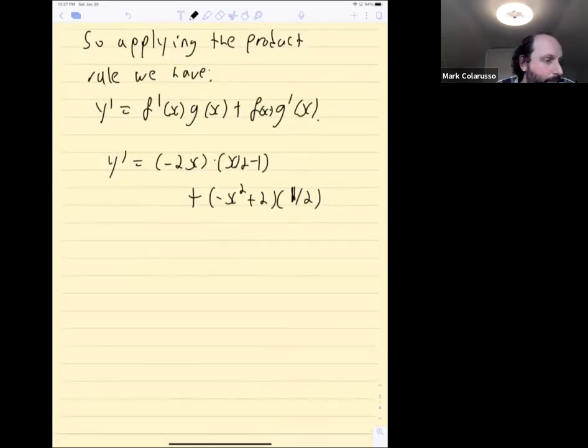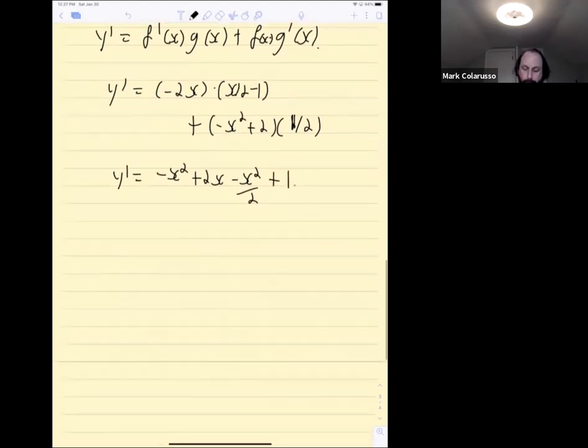And that's the derivative. We could expand this out if we want. I don't think there's a tremendous amount of point to that, but I can do that if you like. So just practice the algebra. It's minus x squared plus 2x minus x squared over 2 plus 1. And so we get y prime is minus 3/2 x squared plus 2x plus 1.